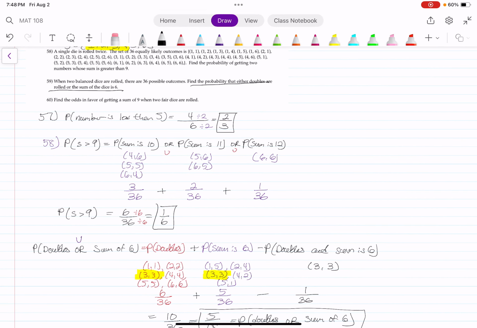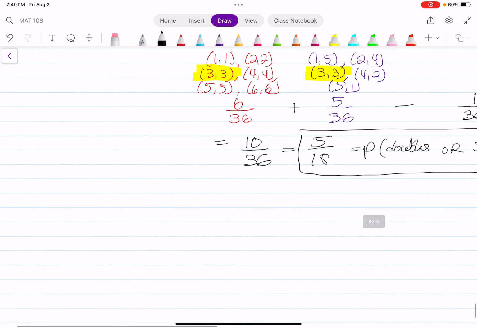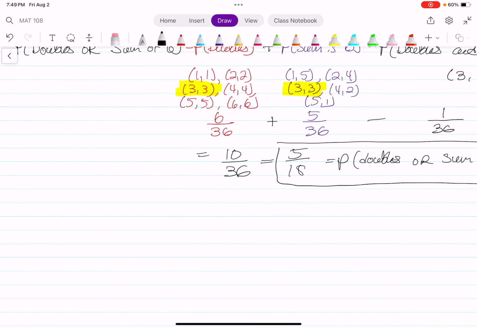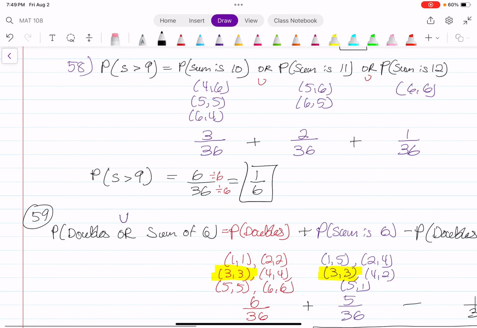Number 60. Find the odds in favor of getting a sum of 9 when 2 fair dice are rolled. Oh, so it says find the odds in favor. Also, let me label this as question number 59. I keep the same kind of labeling technique.